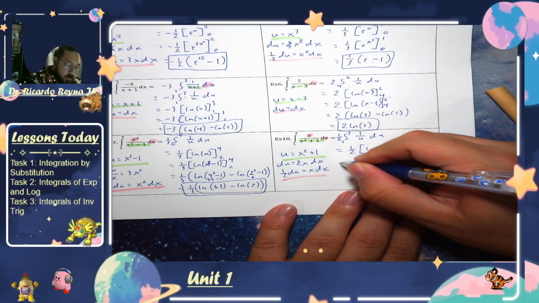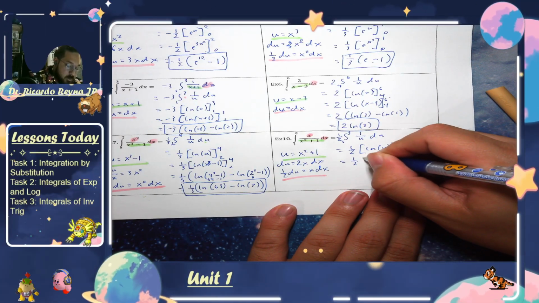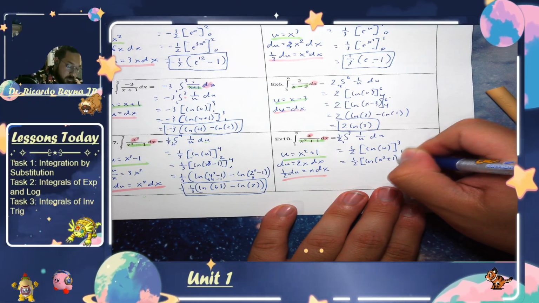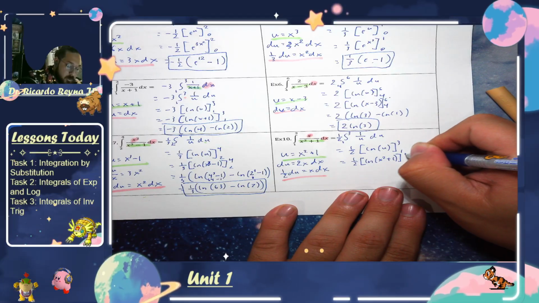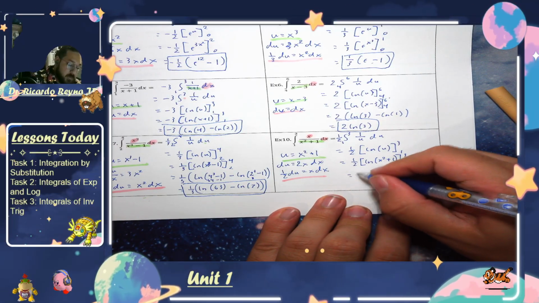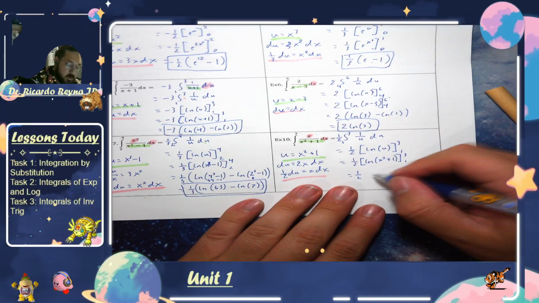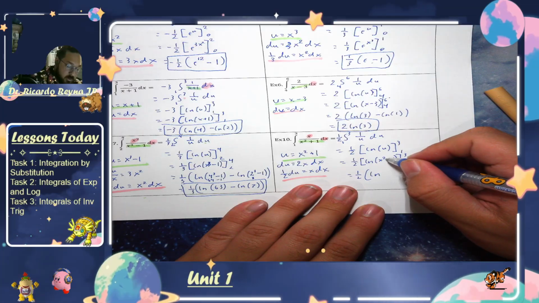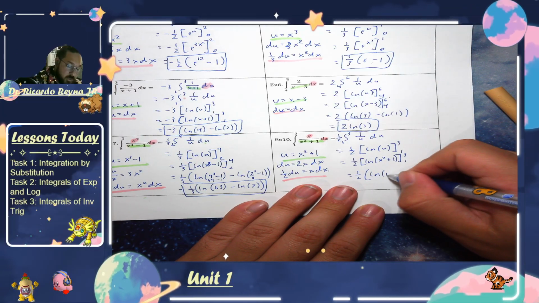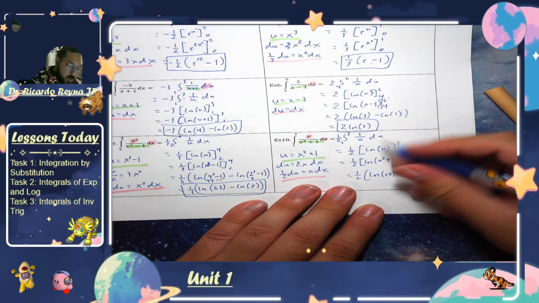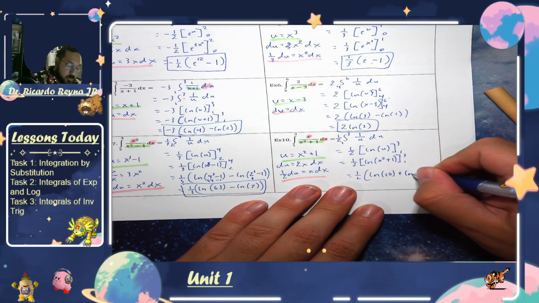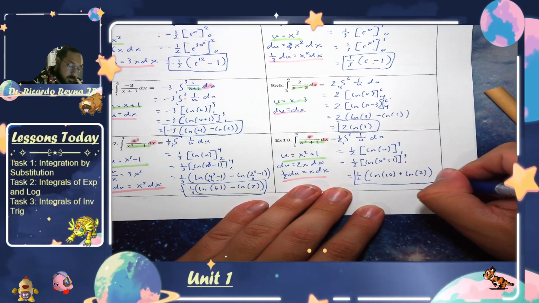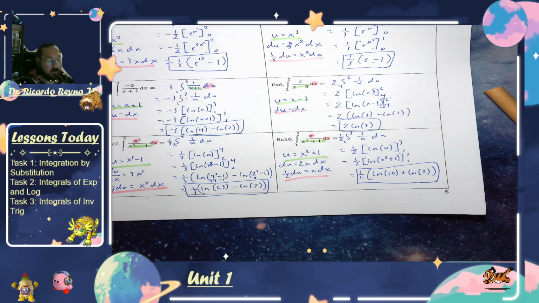from 3 to 1, and we plug in back u. x squared plus 1. For this, I will skip the step of doing it like this, just to be straightforward. 3 squared is 9, plus 1 is 10. 1 squared is 1, plus 1 is 2. And that's it. That would be your final answers.